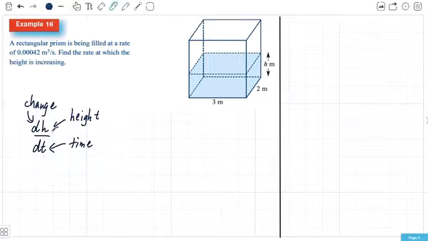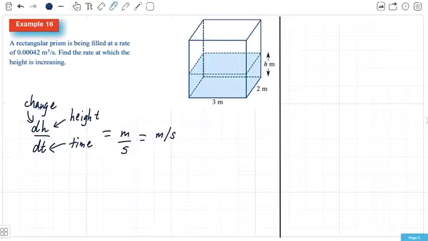So if we were looking at something like dh dt, change in height with respect to time, you might look at that in units of, say, height in meters over time in seconds. So that would look like meters per second. That's the type of thing you're looking for. You're looking for the units in these questions.